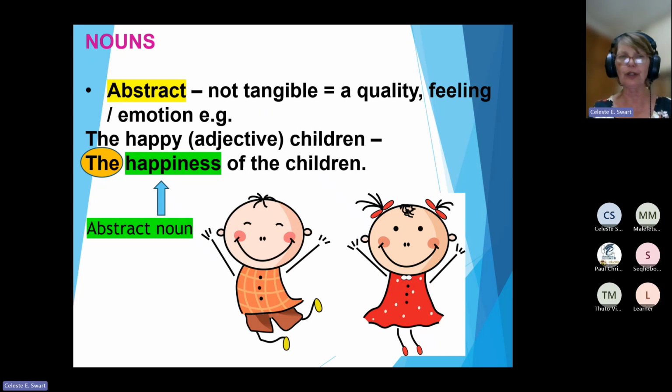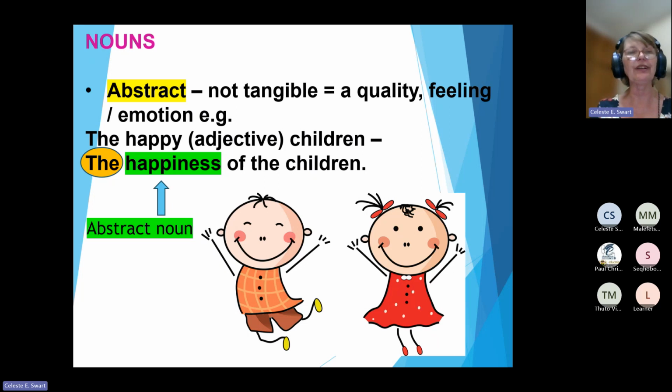If you say the happy children, and you say the what of the children, the happiness of the children, the kind man, the kindness of the man, the love of the people. So love is also an abstract noun. And you can see the children jumping up and down. They're so happy here because they have love in their lives. So there we bring in the love of the children or the love of mankind.